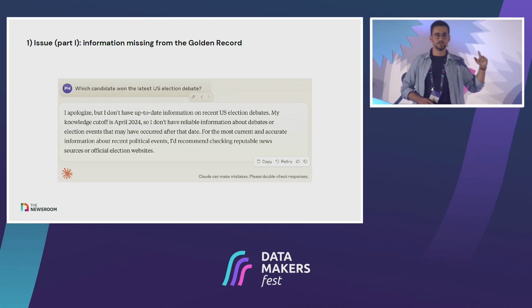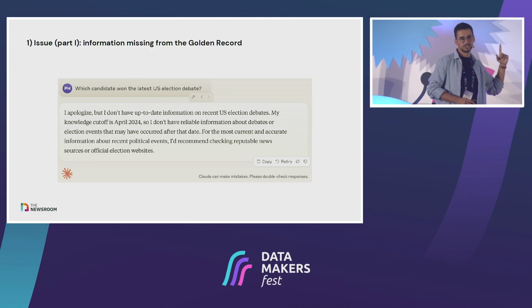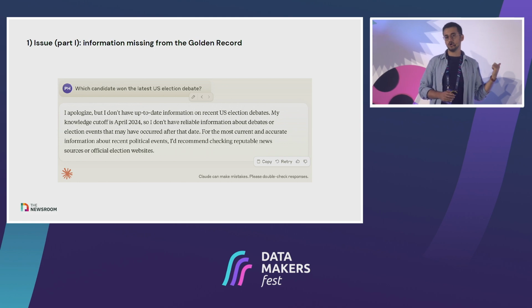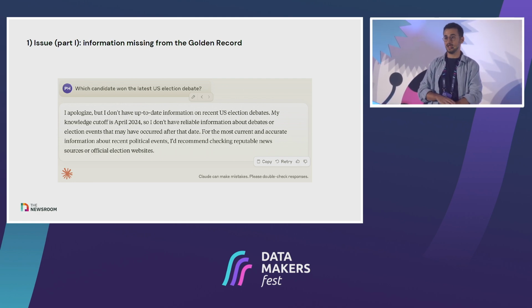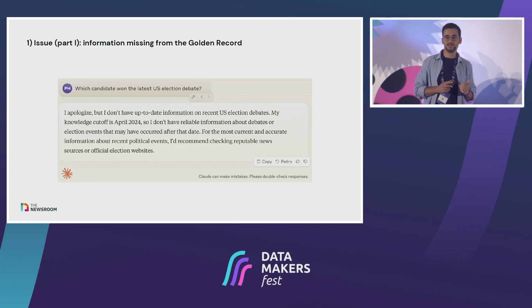So I have an example here. I asked Claude, in this case, from Anthropic, which candidate won the latest US election debate. And Claude isn't connected to the internet. And so what it replied to me was, I'm sorry, I've only been trained with data until April 2024, and so I'm not able to answer you this question. Now, how can you overcome this problem?